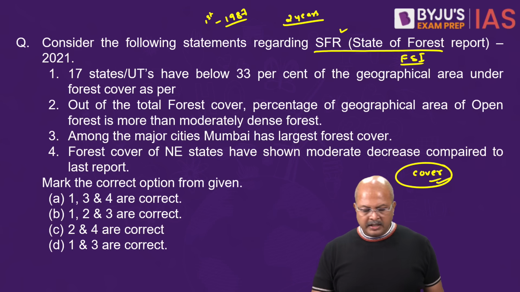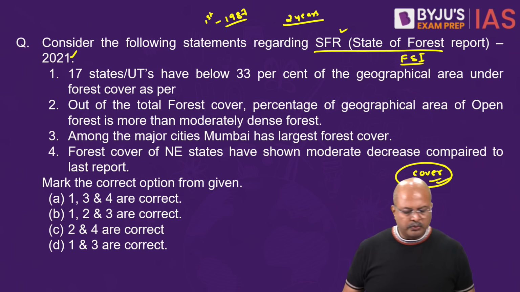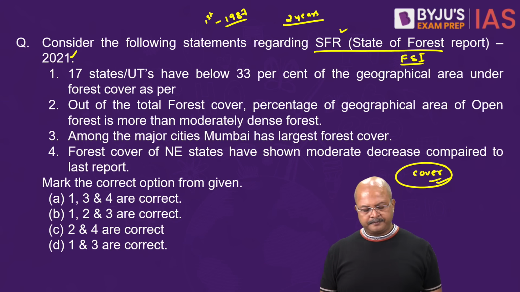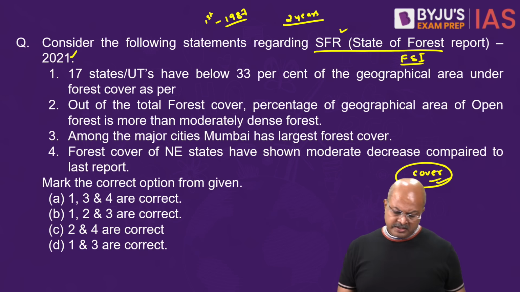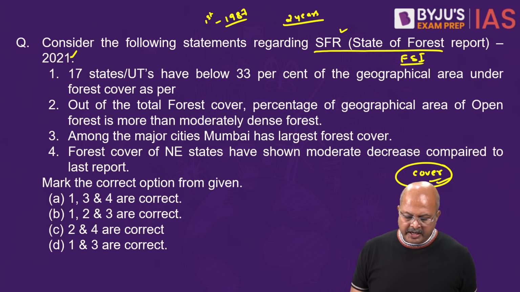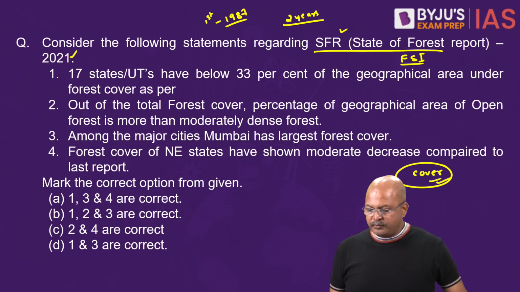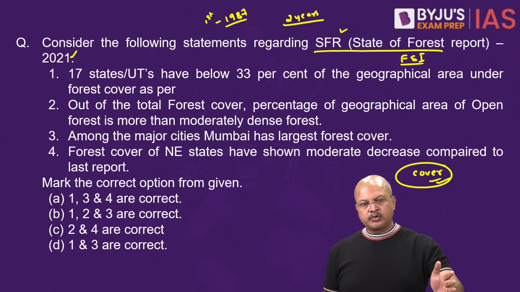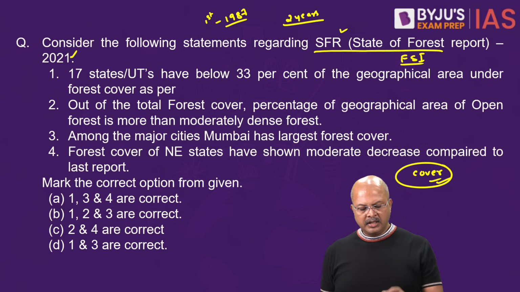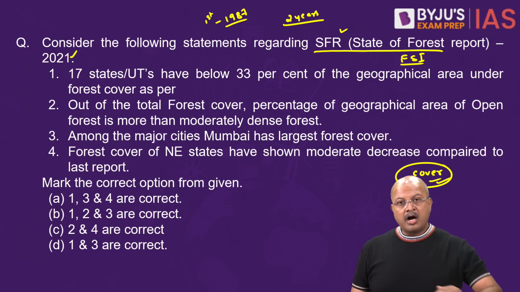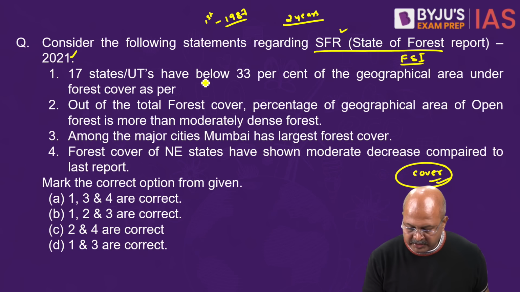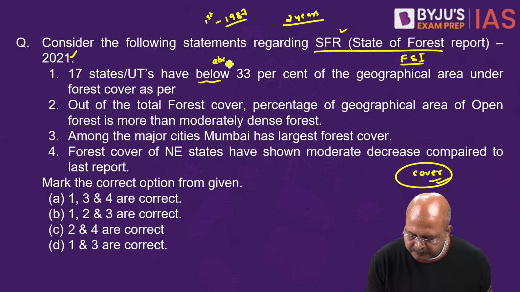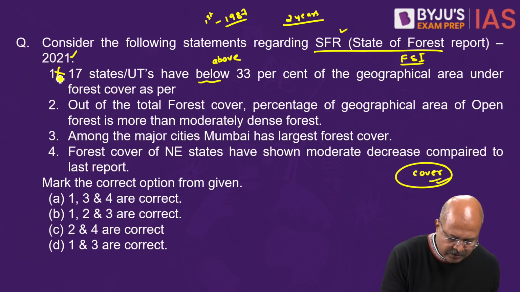Now the data which was given in the year 2021, some statements of that. It says that 17 states and union territories have below 33% of the geographical area under forest cover as per the 2021 data. Now here, if you read the data carefully, the data says that 17 states and union territories have above 33%. So it is not below, it is above. So the first statement is wrong.